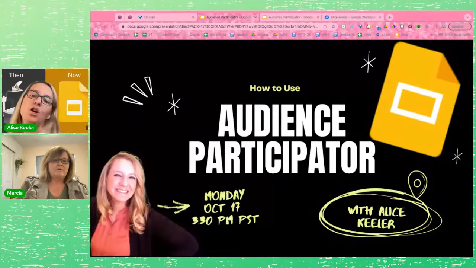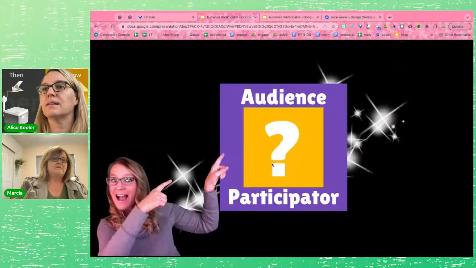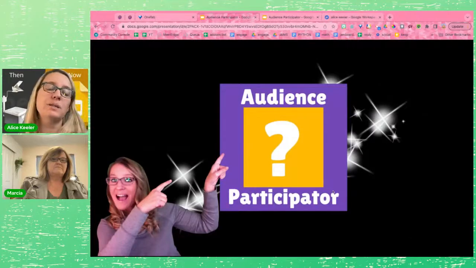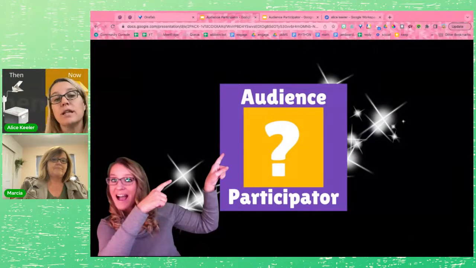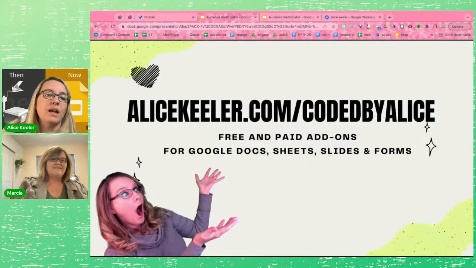This is a Google Slides, and I'm going to click to the next slide. Audience Participator is the add-on. You are going to install it from the Google Marketplace. Now, I have created 21 add-ons, and I'm working on some more. If you go to alicekeeler.com/coded by Alice, that is where you can install it.